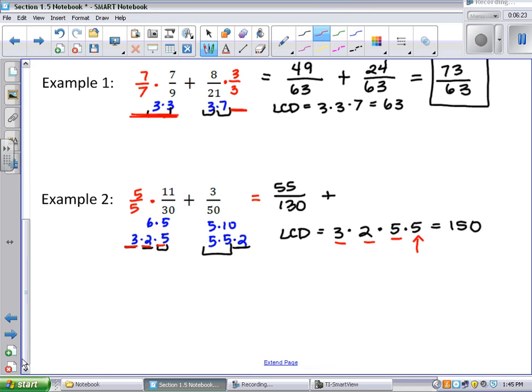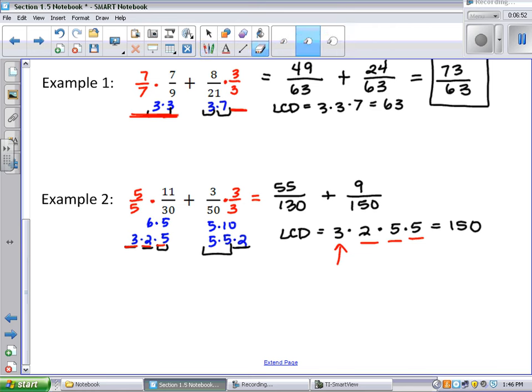Plus, in my second fraction, 50, let me erase my numbers over here. We said 50 is 5 times 5 times 2. It's missing the factor of 3. So I need to multiply 3 over 50 by 3 over 3. 3 times 3 is 9. 50 times 3 is 150. And I just noticed I had a mistake here. Should this one be 130? No. This one should be 5 times 30 is 150. I just wrote it down wrong.